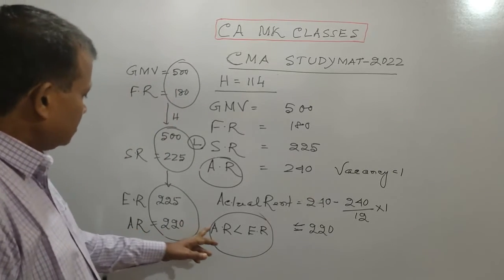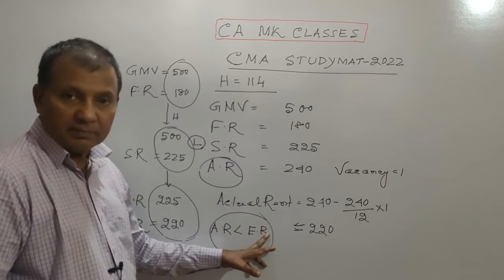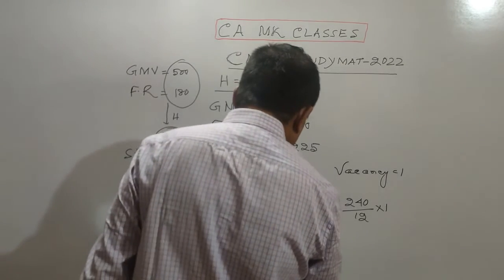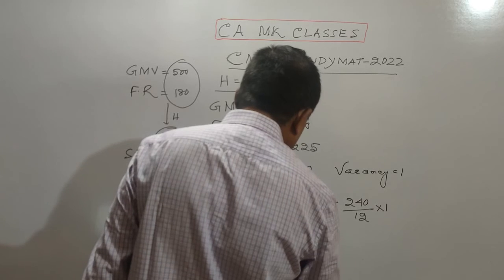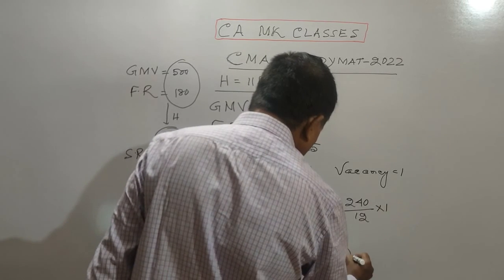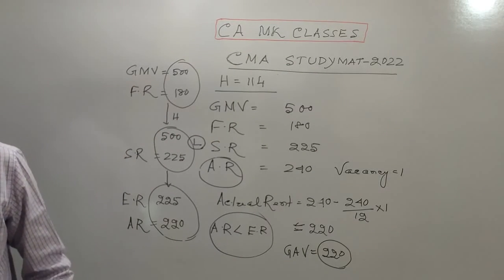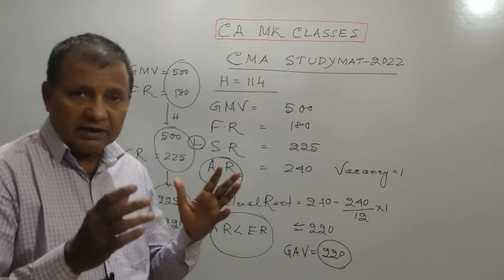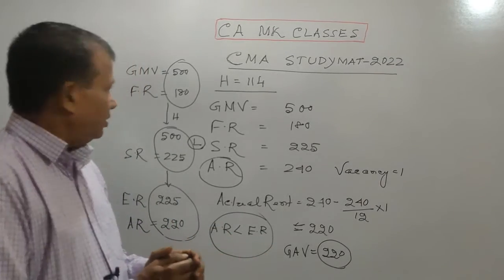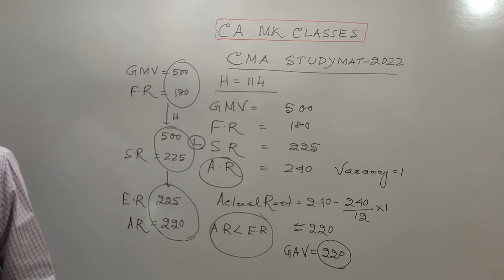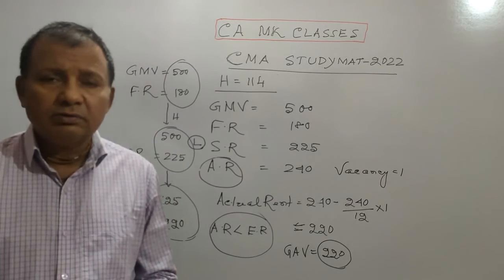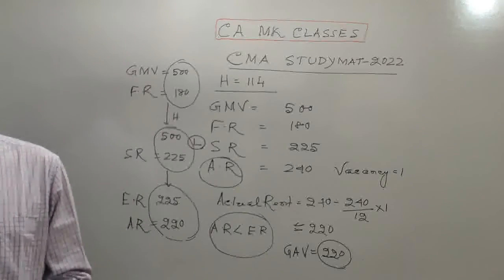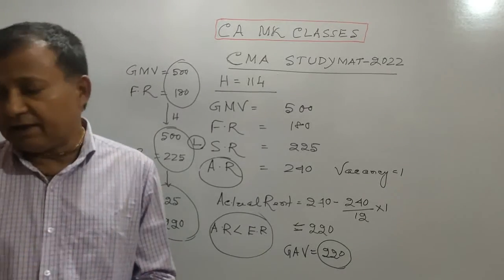Therefore, your actual rent is less than expected rent due to vacancy. Vacancy के लिए अगर कम होता है तो gross annual value will be the actual rent, that is 220. So a gross annual value is 220. So friends, problem number 38, 39, 40 and 41, they have only to find out the annual value of the house property.